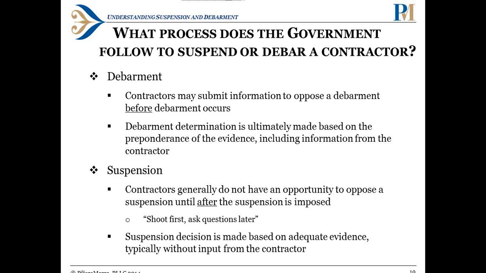Suspension has a lower standard. It's adequate evidence, which is akin to probable cause. So you don't need that full preponderance of the evidence. You just need adequate evidence to find that the government needs protection for the short term.